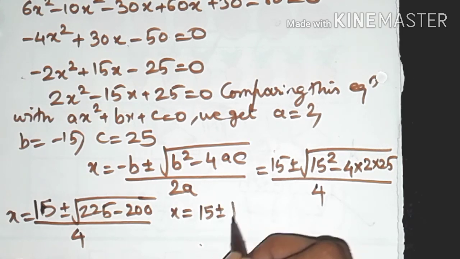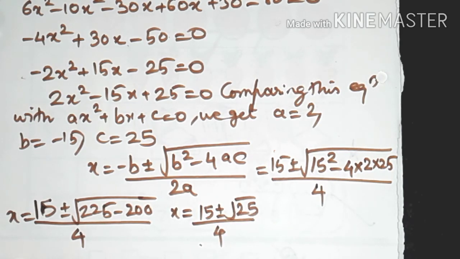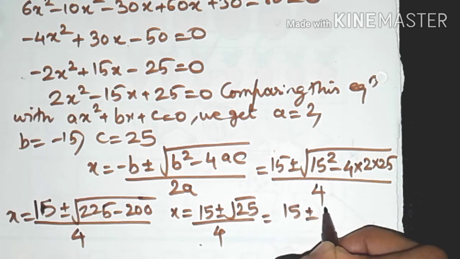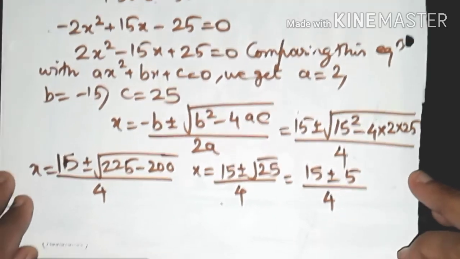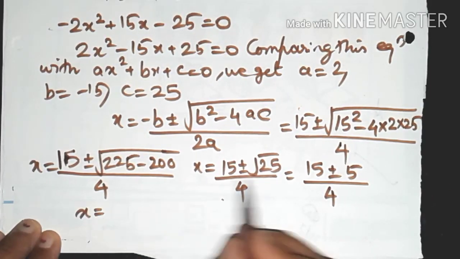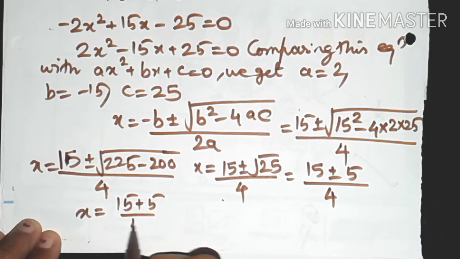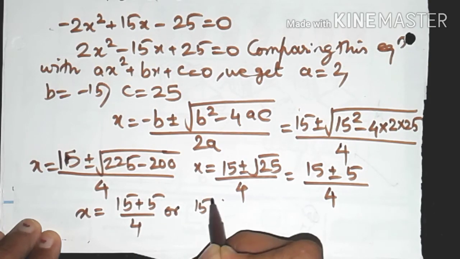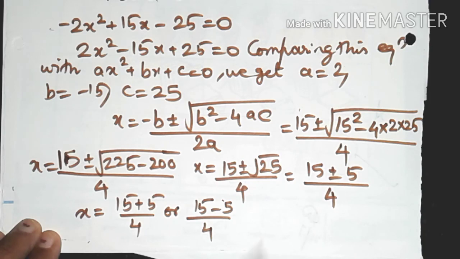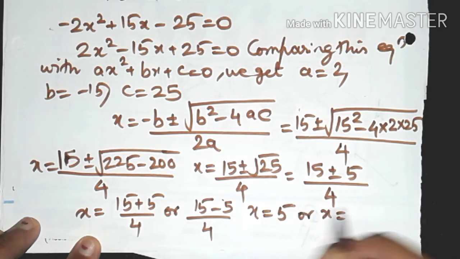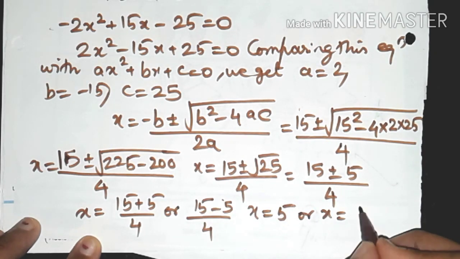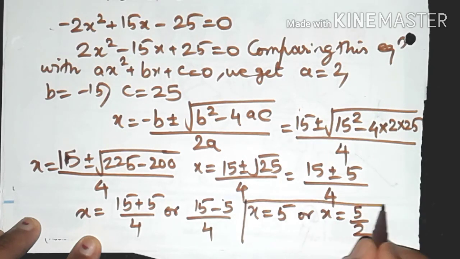So my x is 15. Okay, now I'll get root of 25 divided by 4, which is nothing but root of 25 is how much? You all know that it's 5. So now let's see what will our answer be. So it will be 15 plus 5 divided by 4, or 15 minus 5 divided by 4, which is nothing but 15 plus 5 is 20, 20 divided by 4 is 5. So x is 5, or x is 10 upon 4, which is nothing but 5 upon 2. So I can write that this is my solution set.